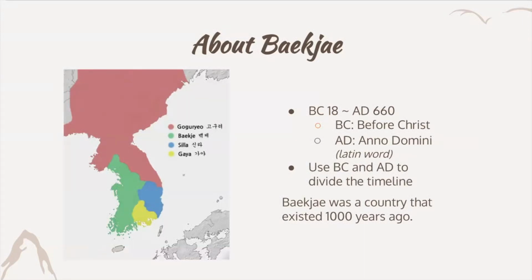So what is BC and AD? BC means before Christ, and AD means Anno Domini, which is a Latin word that means the year of the Lord. We can simply think that BC is before Christ and AD is after Jesus Christ was born. The year that he was born was AD 1. Now it is 2023, so we can also say it is AD 2023. BC and AD are used to divide the historical timeline. By knowing this, we can know that Baekje was a country that existed about 1,000 years ago.